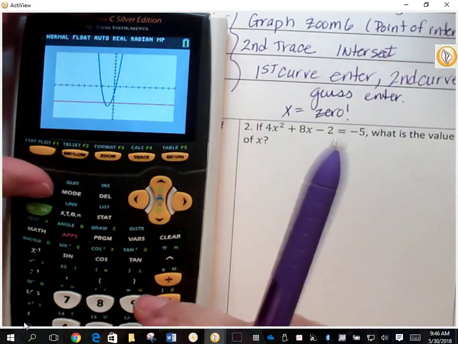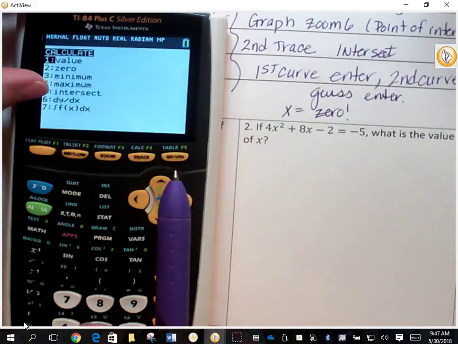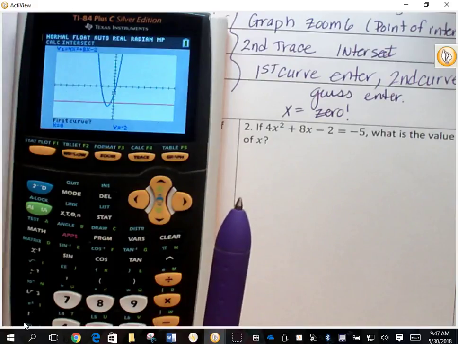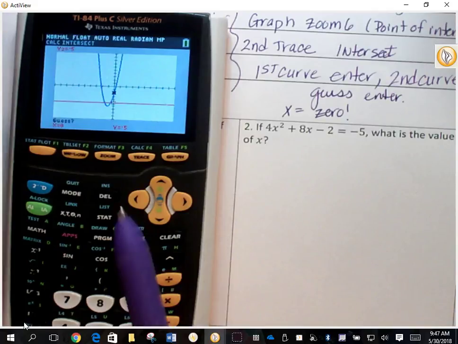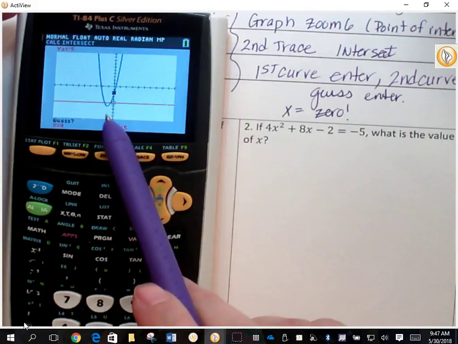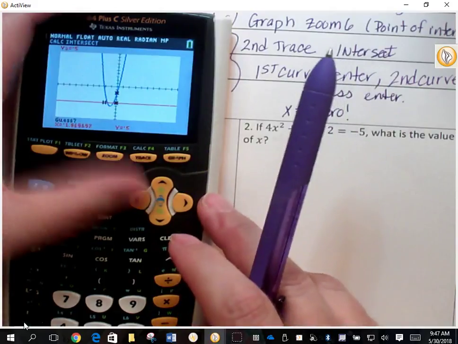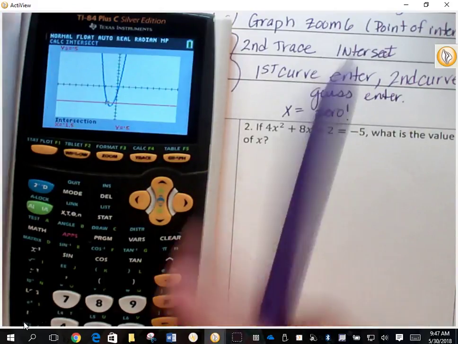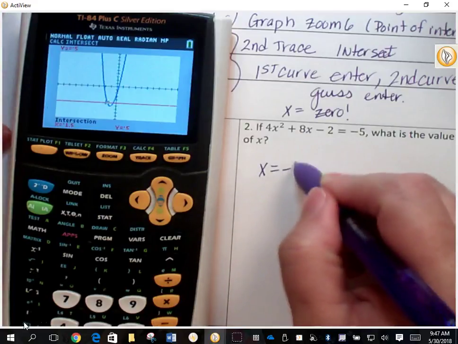So when I do second trace, I want to calculate the intersect, which is number 5. So my first curve, my second curve. Now, see how the flasher is? It's closest to the one on the right. If I leave it on the right, that's going to give me the one on the right. If I scooch it to the left, it's going to calculate the one on the left. And that tells me that x is negative 1.5.